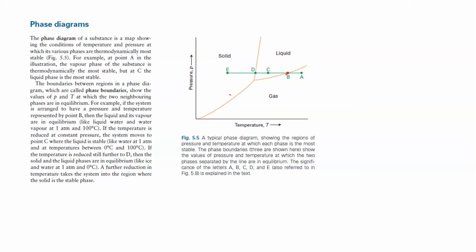If the temperature is reduced at constant pressure, the system moves to point C, where the liquid is stable, like water at 1 atmosphere when the temperature lies anywhere between 0 and 100 degrees Celsius. If the temperature is reduced still further to D, then the solid and liquid phases are in equilibrium, like ice and water at 0 degrees Celsius, and a further reduction in temperature takes the system into the region where a solid is the most stable phase.